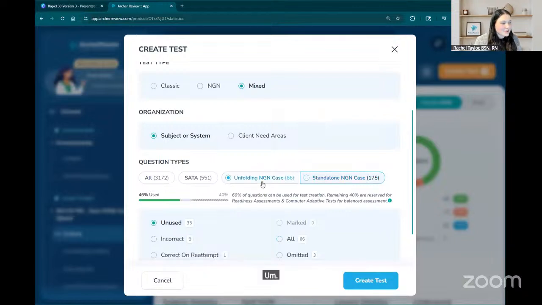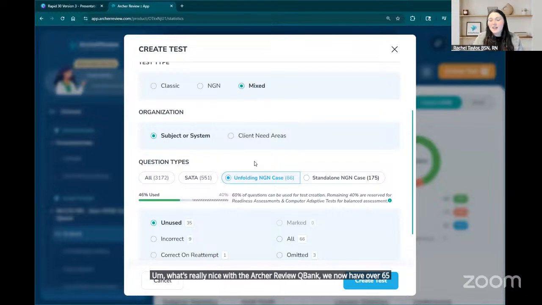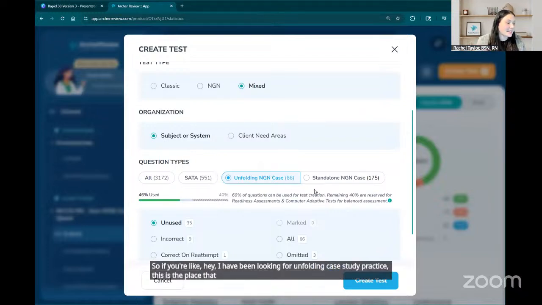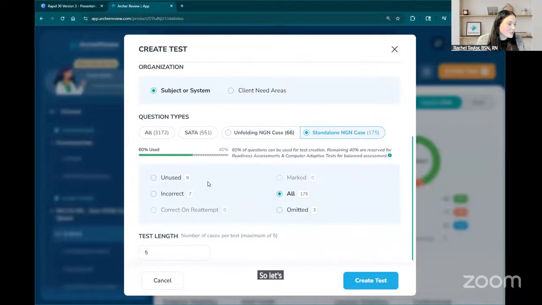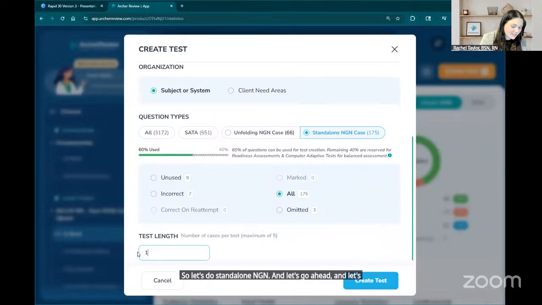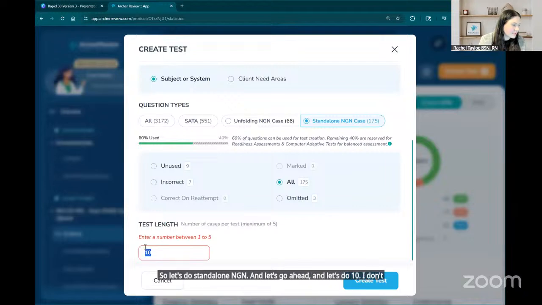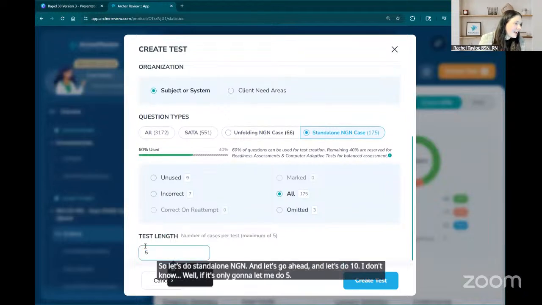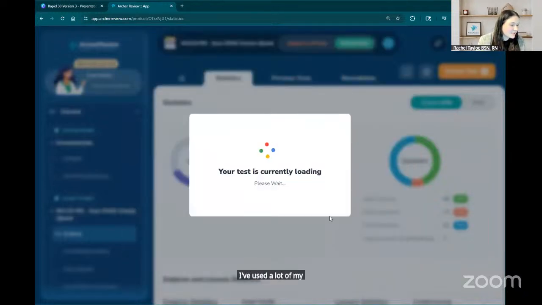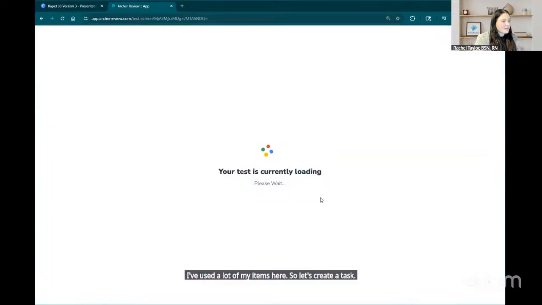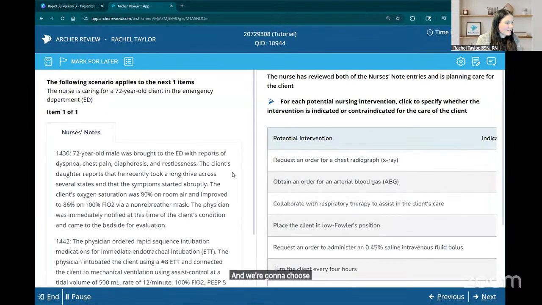What's really nice with the Archer Review Q Bank, we now have over 65 unfolding case studies. So if you're like, hey, I have been looking for unfolding case study practice, this is the place that you can go ahead and get it. So let's do standalone NGN, and let's do 10. I don't know. I hope it's only going to let me do 5. Let's do 5. I've used a lot of my items here. So let's create a test, and we're going to choose our topics.